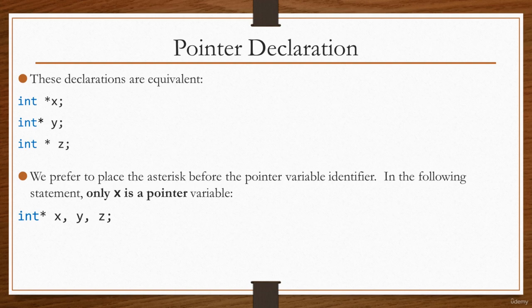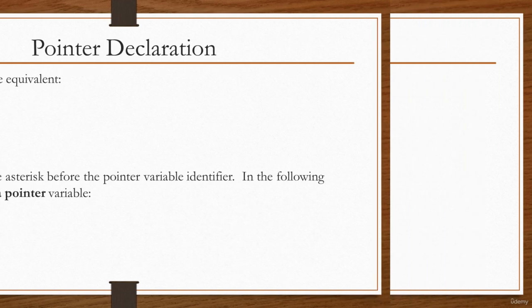So the compiler doesn't care about the white space or the placement of that asterisk character, right? But for readability and to avoid confusion, it's a good idea to place the asterisk before the variable identifier. So to prefix your variable identifier with the asterisk.